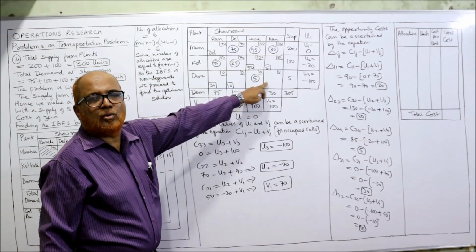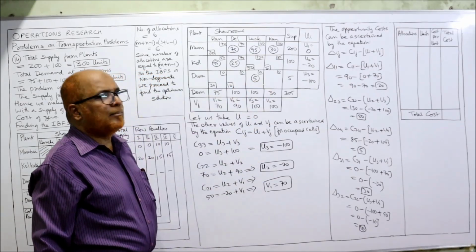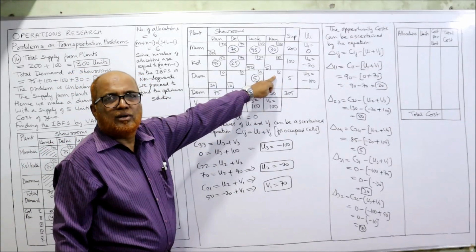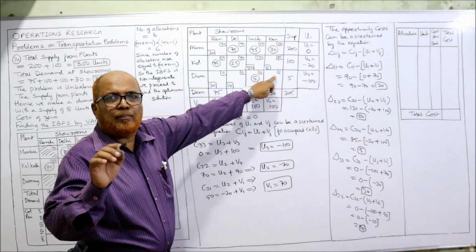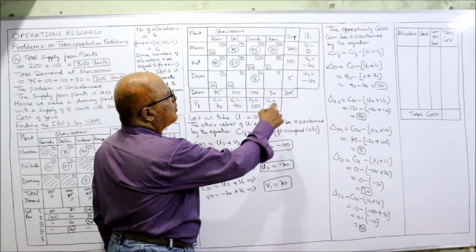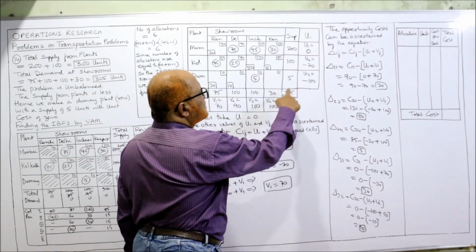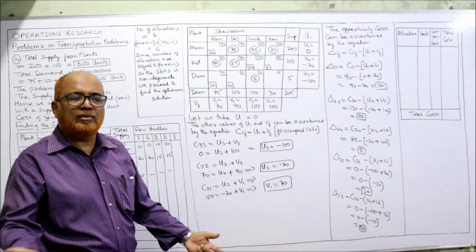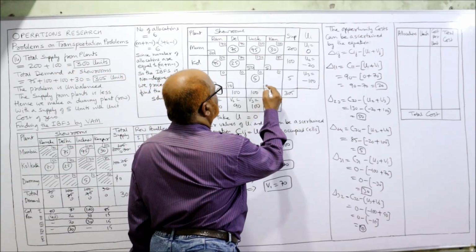Lastly, this location. Cij minus Ui plus Vj. Cij is how much here? 0. 0 minus Ui plus Vj. So how much is Ui here? Minus 100. Minus 100 plus 100 will become 0. So 0 minus 0 will become 0.